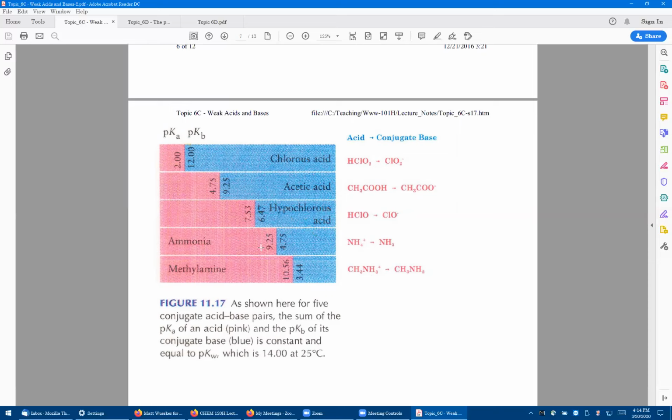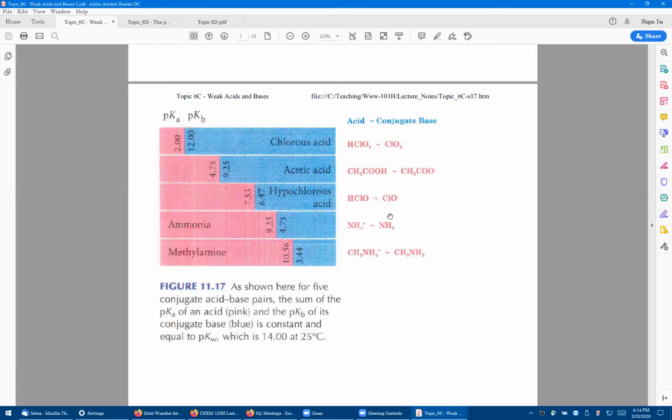Now we get to something that really acts as a base most of the time, ammonia, which we've talked about before. The ammonia itself, and we'll start on the blue end this time, has a pKb, as we've seen, of 4.75. So that means that the pKa of its conjugate acid, which is ammonium ion here, has to be 9.25, so that the sum is 14. And again, here's methylamine now, which as a base, can form its conjugate acid of methylammonium ion, and the pKa of that is 10.56, which means the pKb of methylamine must be 3.44.